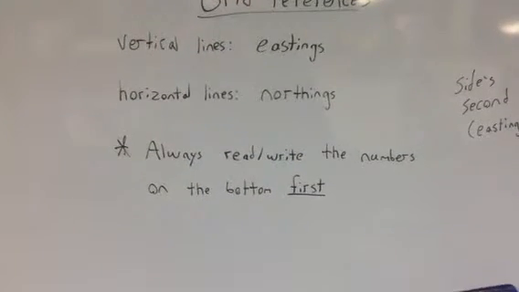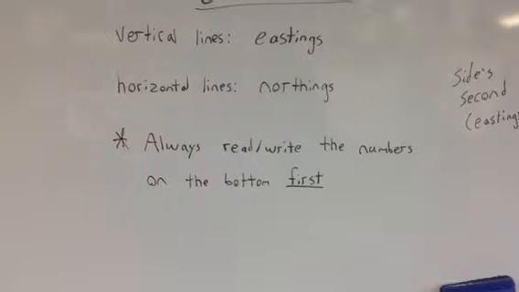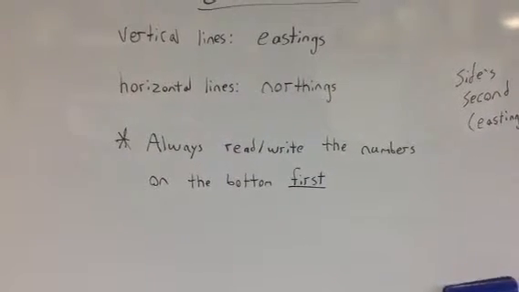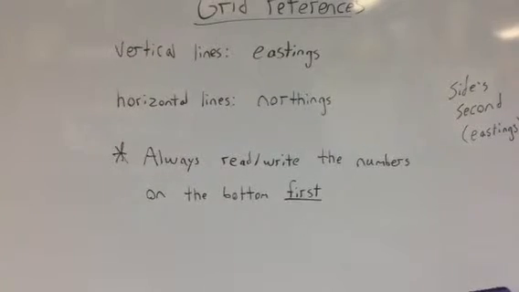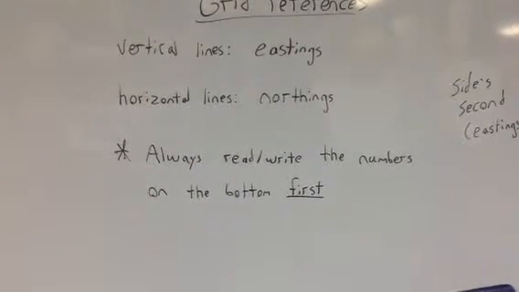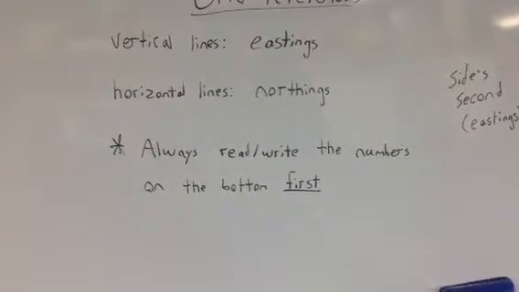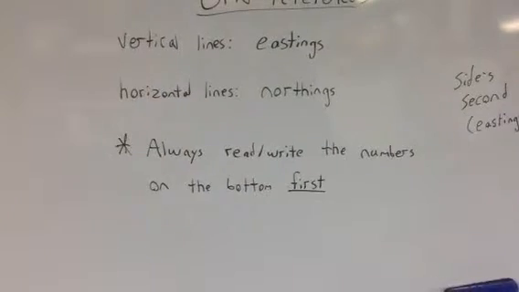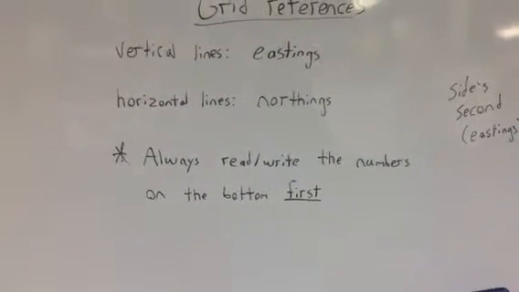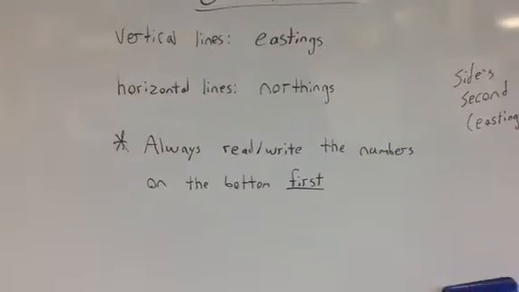It's really important that you understand you always read and write the numbers on the bottom first. You have to crawl before you can walk. Read the numbers on the bottom first, and then read the numbers going up second. I'll show you what that means in a minute, but it's really important that you read them in the right order.